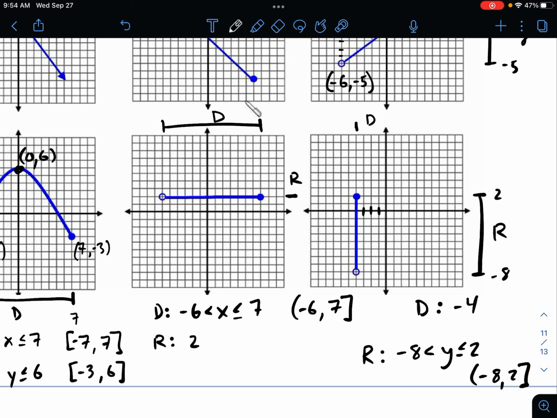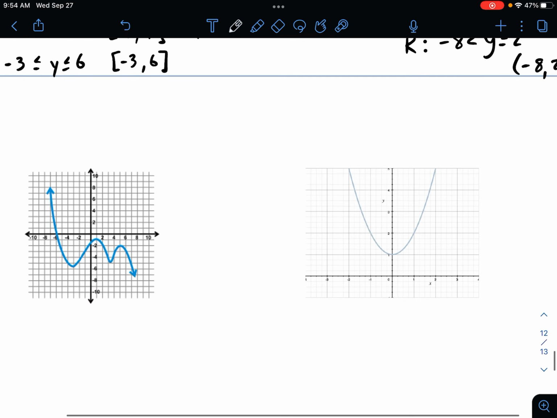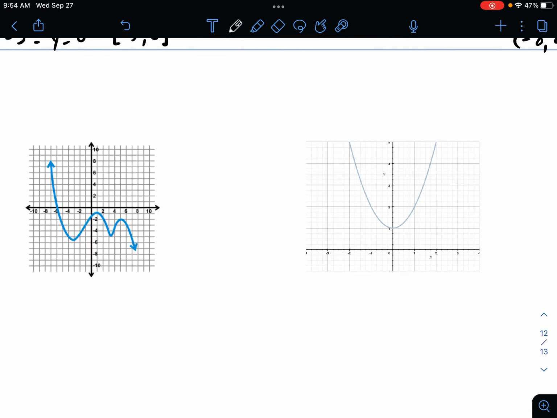Using interval notation, this would be from negative 8 to positive 2. And there you'd have it. All right, some a little bit more challenging ones, or just a little bit different ones.